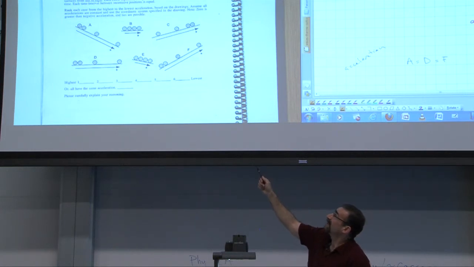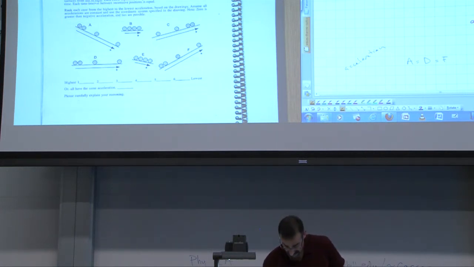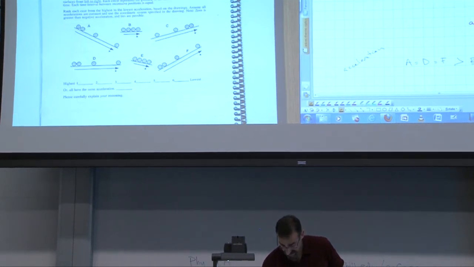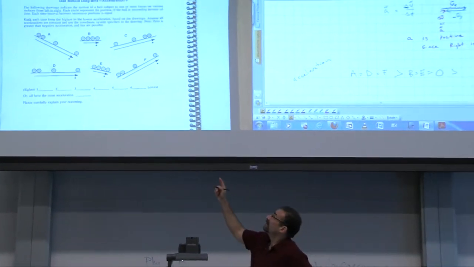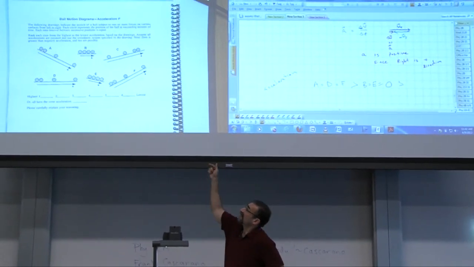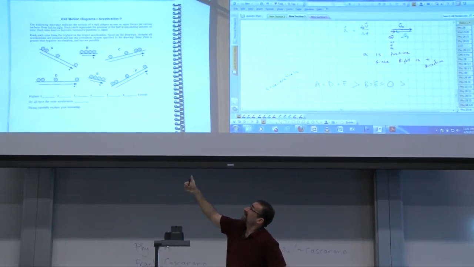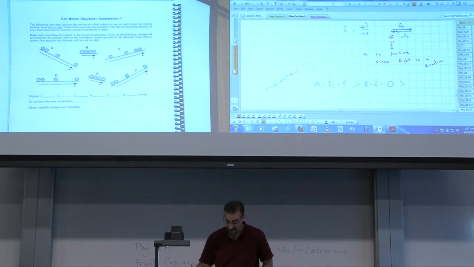How about B and E? They're 0, and C is negative, right? The acceleration is pointing to the left, but to the right is positive, so that's a negative.